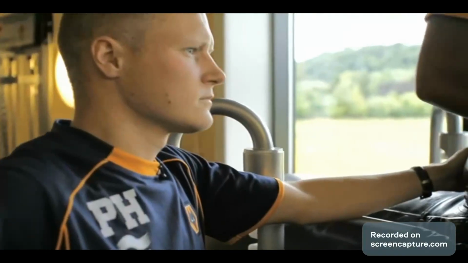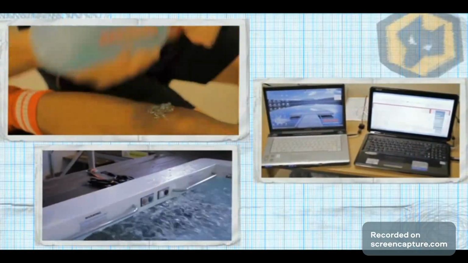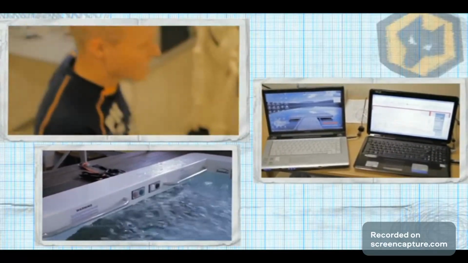lifts the player up. If you look at a lot of the equipment that we use, there's a scientific background and basis behind all of it really, and everything that we do, we try and make sure that it's evidence-based and that it's scientifically proven to work, otherwise there's not much point in doing it.